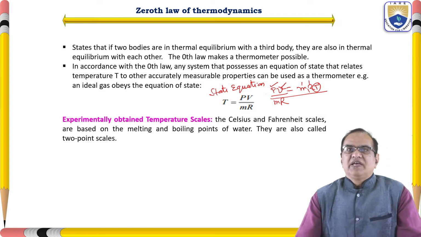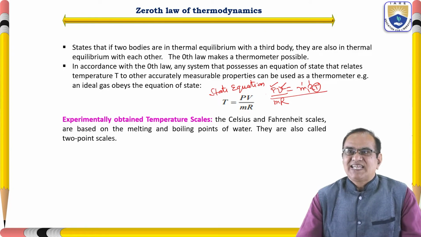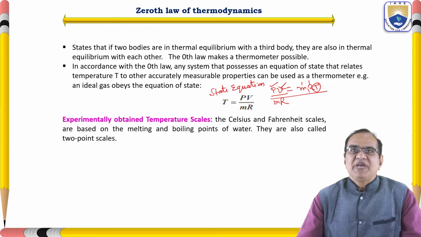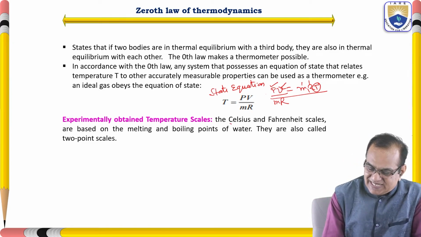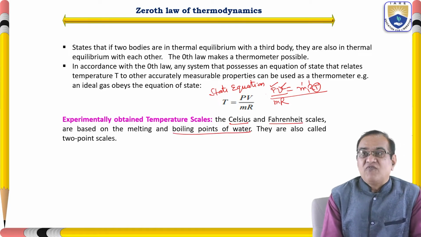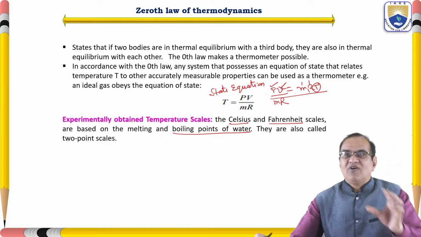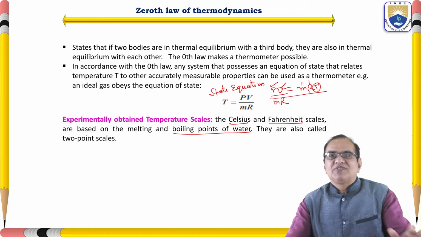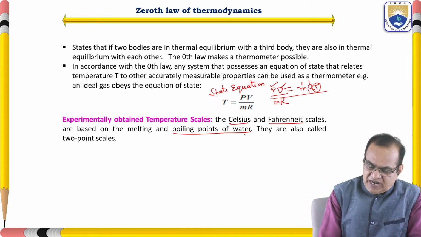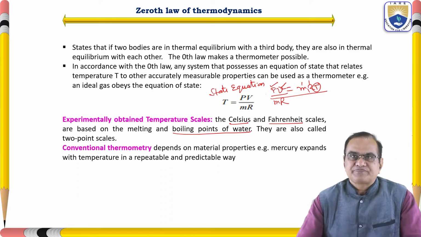So experimentally obtained temperature scales, the Celsius and the Fahrenheit scales, are based on the melting and boiling point of water. These two basic scales, the Celsius and the Fahrenheit, are made by the boiling point of water. They are also called the 2-point scales. Here one is the freezing point, another is the melting point. The melting and the boiling point of the water are differentiated, and they are called the Celsius and the Fahrenheit scale of the system.